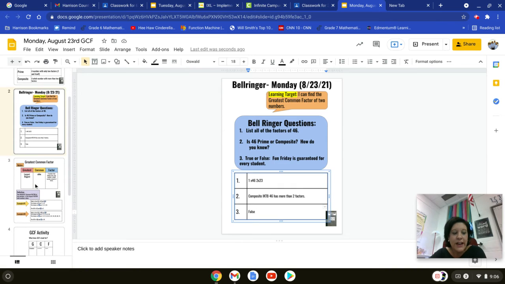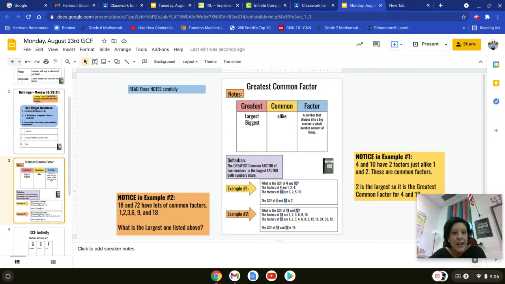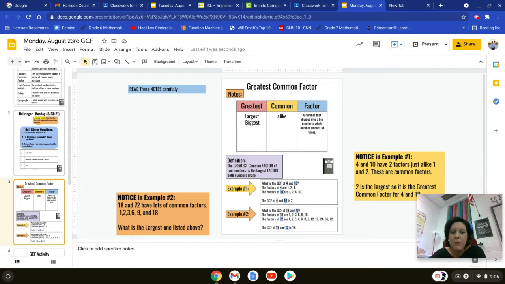Now I'd like for us to scooch on down and take a look at the rest of our assignment. I am going to lump this into one big old video, so hopefully you can manage and that won't be that big a deal to watch it. So it says, read these notes carefully. I would like for you to go back and read these. It just tells us greatest means largest or biggest. Common. If you and I have something in common, that means that we like the same thing. It's alike. It's the same. So common, alike. And then factor. It's the small number that goes into to make the larger number. Okay. And it has some examples here.